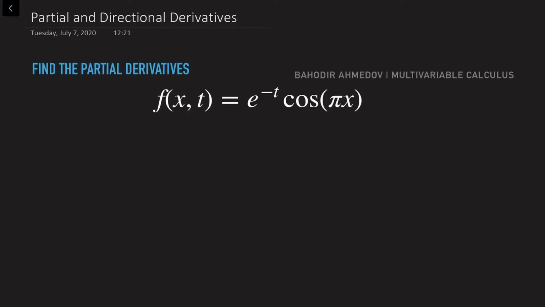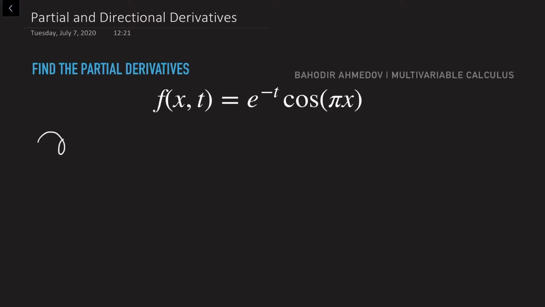In this video, we're going to solve a couple of problems from the online quiz on the partial derivatives and the directional derivatives. So in the first problem, we just need to find the partial derivatives of this function with respect to x and t. So let's find this with respect to x first of all.